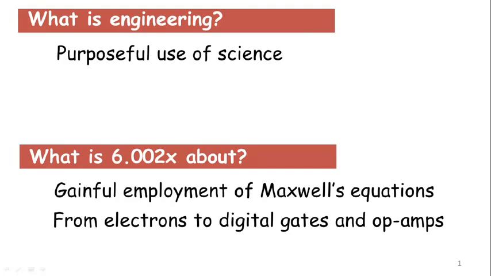With engineering, you are looking to build cool stuff, things that can help humanity. And in order to build such stuff, we often abstract nature, or we abstract what is, into laws. And Maxwell's equations are laws that govern the behavior of one part of nature. And 6002X is about employing Maxwell's equations to build cool systems that can help humanity.